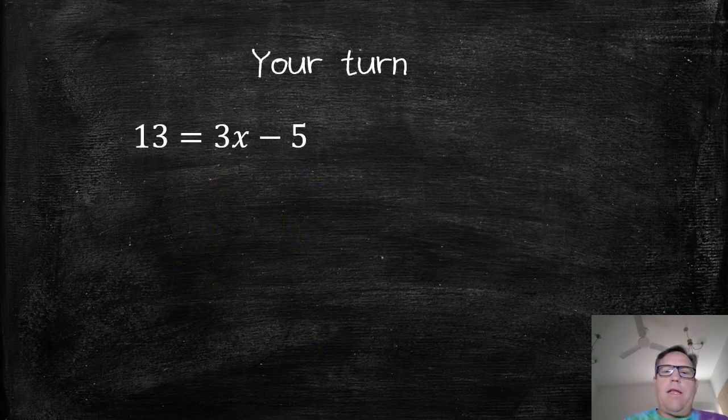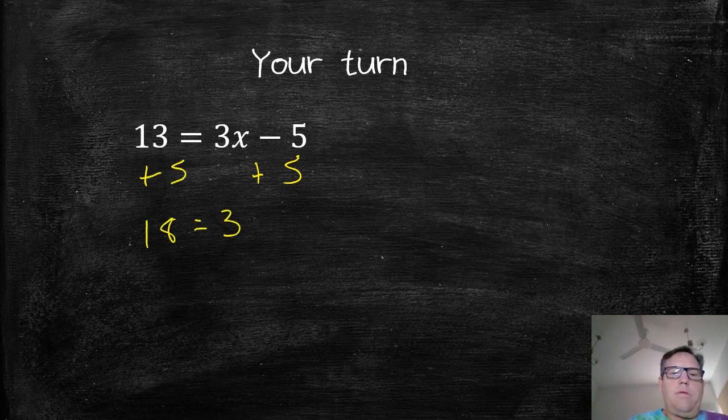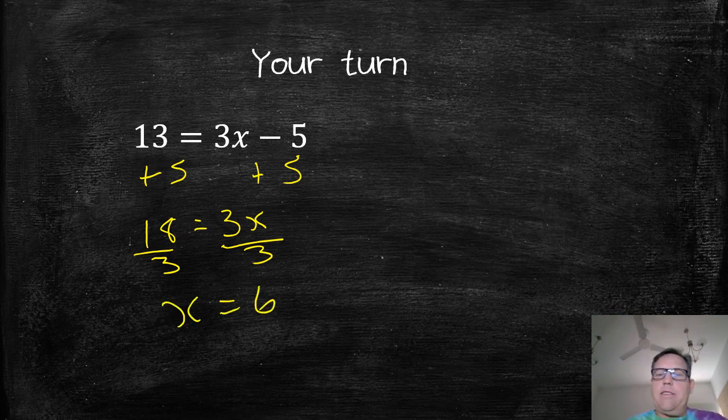Okay, I want you to go ahead and do this one. Pause the video, do this one, and see what you get. Okay, so we're going to add 5 to both sides. So 18 equals 3x. And then, of course, we're going to divide both sides by 3. And our answer you should have got is x equals 6. And again, your working should look something like this. Check your answer. 3 times 6 is 18, minus 5 is 13.